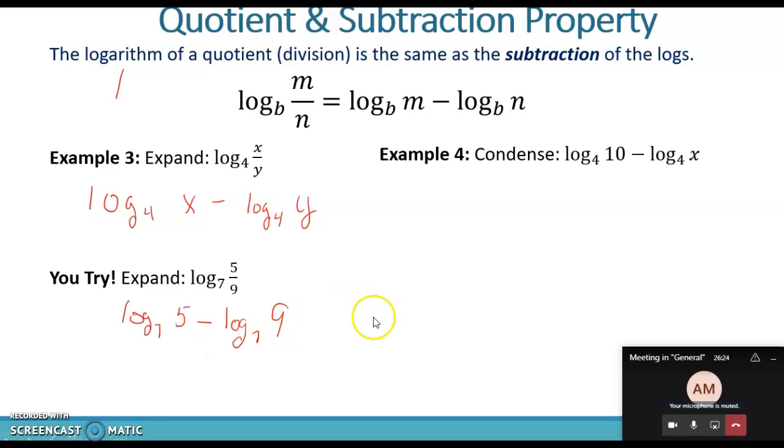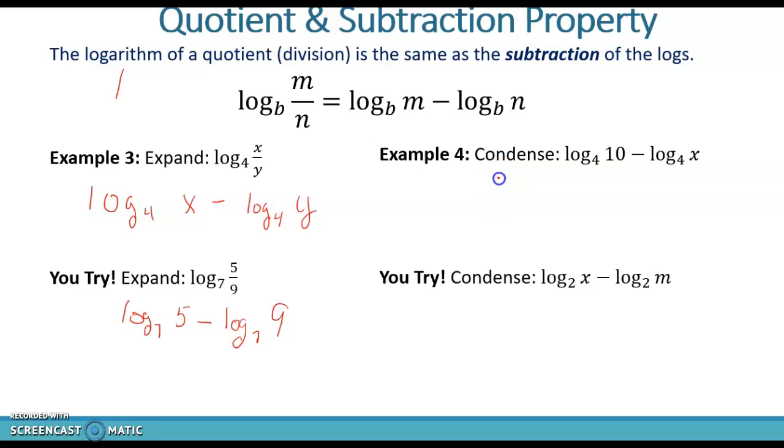All right, now condense both of these right here. Okay, on this first one is the example. It's log base 4. Now remember, the first one goes on top, second one goes on the bottom. All right, try the next one. Log base 2 of x over m. All right, how are we doing?